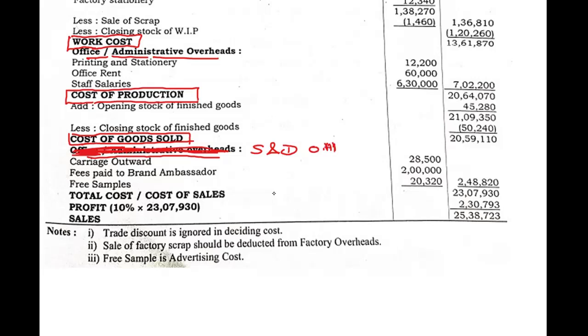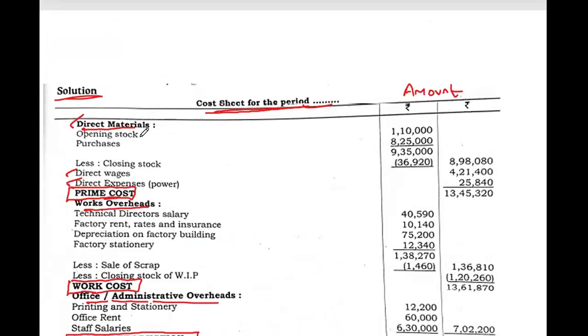Okay, short form OH. After adding selling and distribution overheads, we get the total cost. To the total cost, what will we add? The profit part, and by adding profit we get the sales. Okay, so what are the information items related to direct materials that we have to take into consideration?